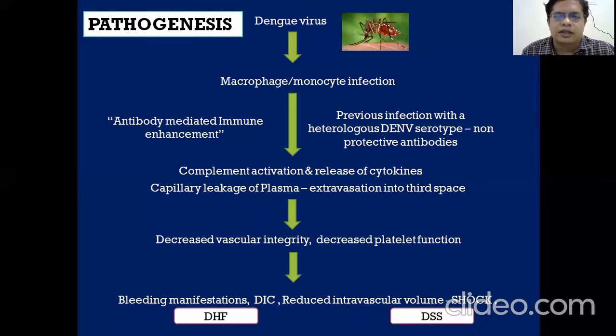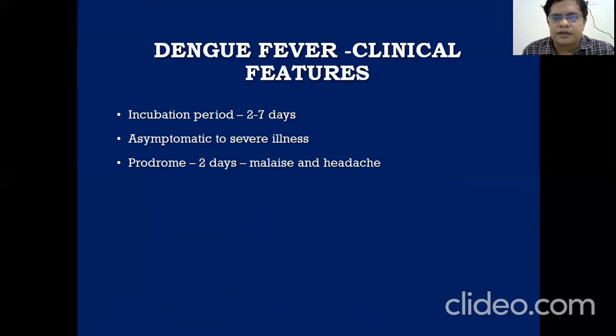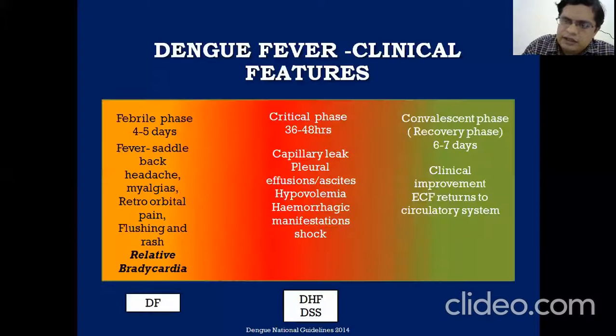So coming to the clinical features, the incubation period is usually 2 to 7 days. Dengue fever may be asymptomatic, and the symptomatology may range to severe illness. Usually the prodrome lasts for 2 days with malaise and headache. There are 3 phases in dengue. First is the febrile phase lasting for 4 to 5 days. Then the critical phase lasting for 36 to 48 hours. Then the convalescent phase, the recovery phase, lasting for 6 to 7 days.